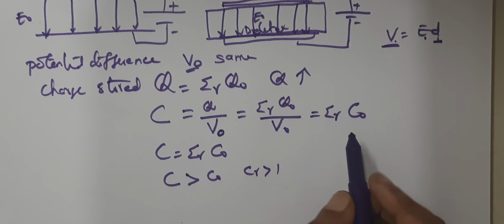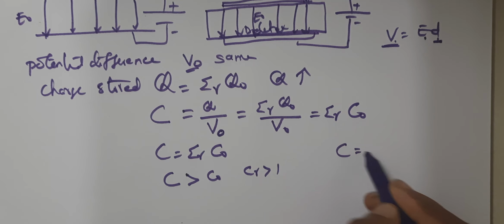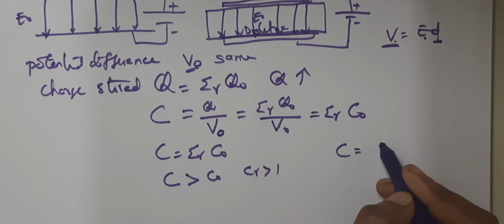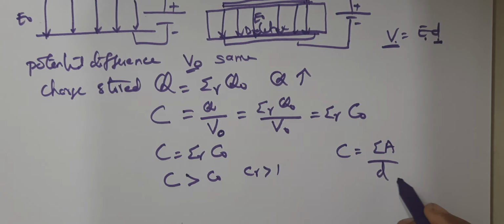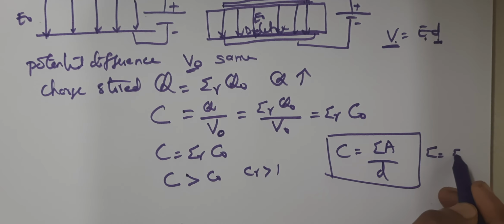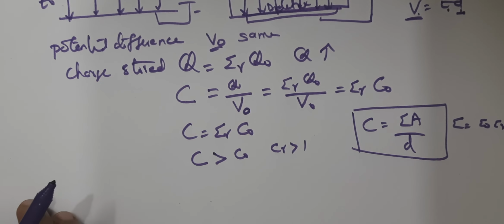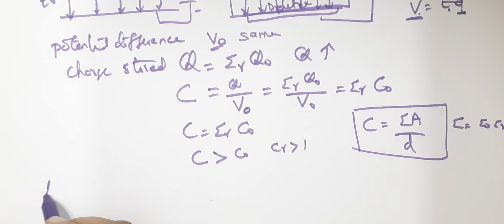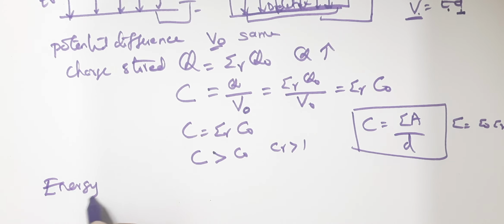The capacitance formula we can find with the help of this one: C is equal to epsilon A by D. For a medium, epsilon is written as epsilon 0 epsilon R. Now what will be the energy stored in the capacitor?